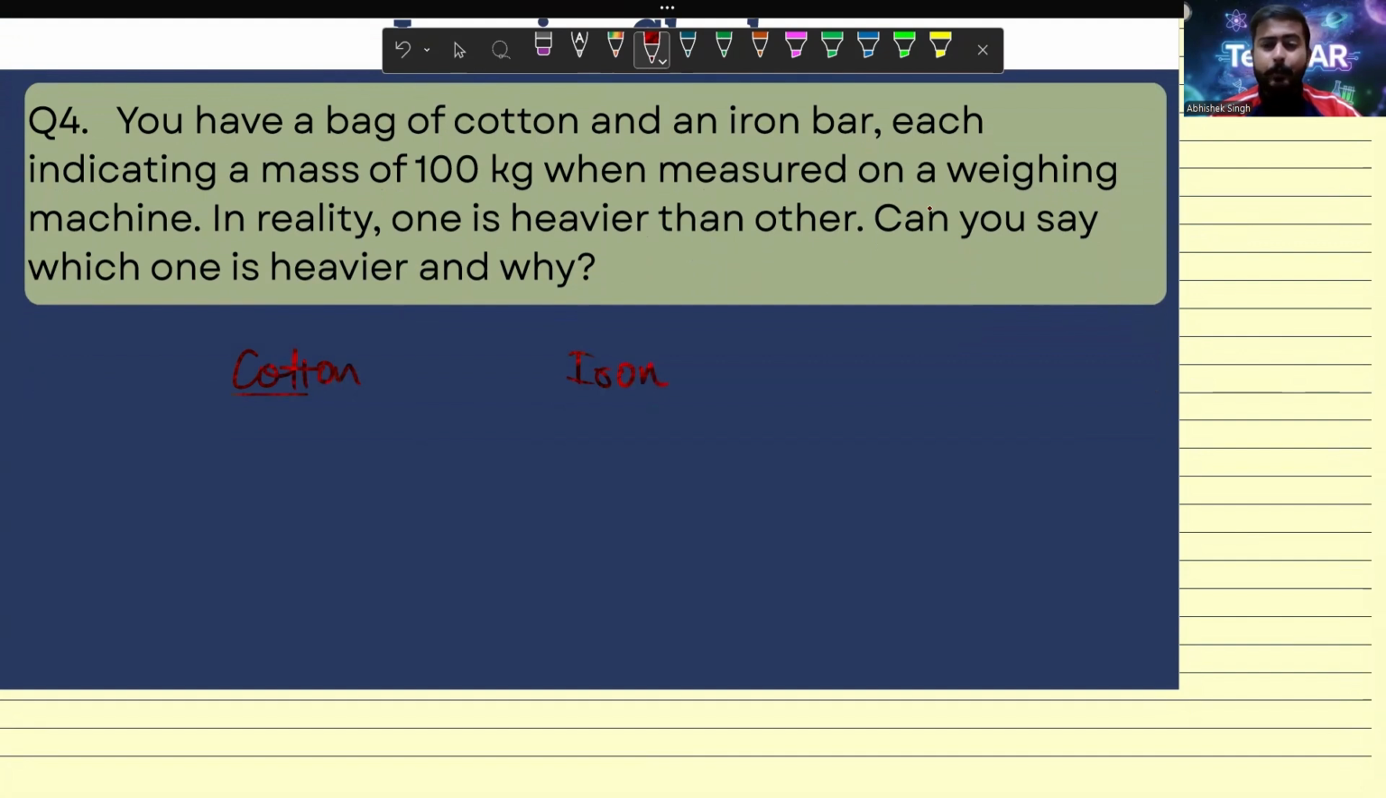Both have the same mass when measured on a weighing machine. In reality, one is heavier than the other. Not both of them have equal weight. Can you say which one is heavier and why?